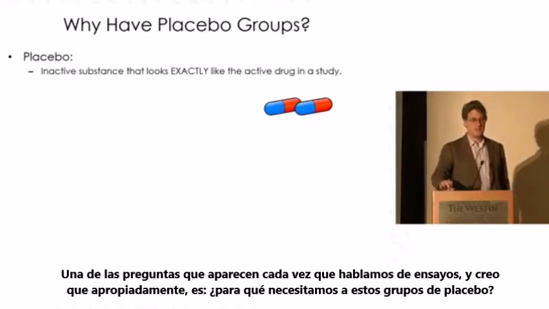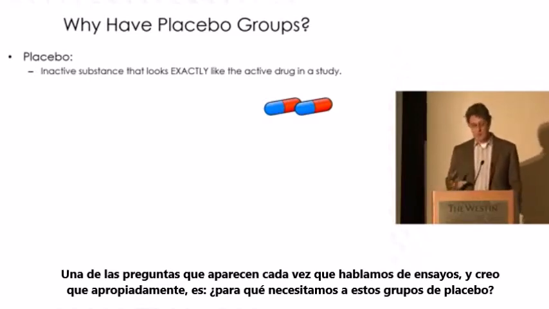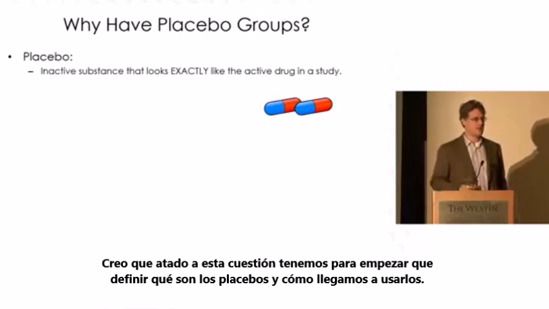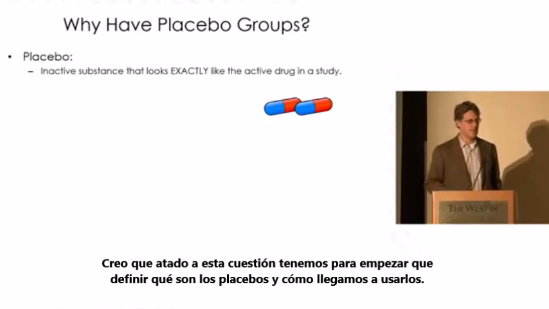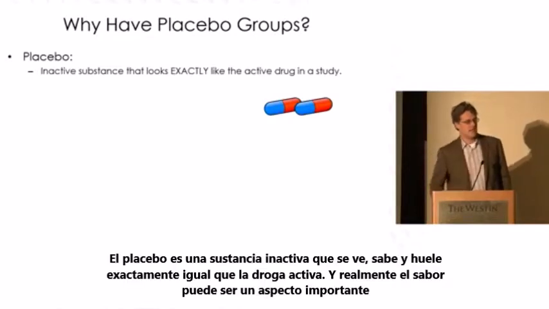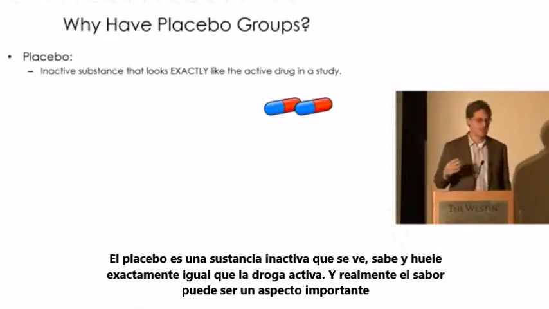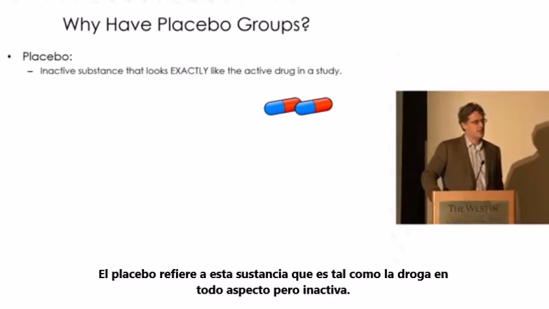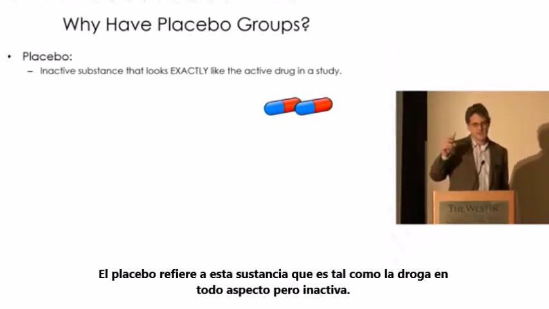One of the questions that comes up anytime we talk about trials, and I think appropriately so, is why do we need these placebo groups? And I think tied to that is what is placebo and how did we come to use placebo to begin with? So a placebo is an inactive substance that looks exactly like the active drug and tastes and smells, and those are important things. Actually, taste can be a really important thing. Designing placebos is actually no small feat. In fact, it's a substantial line item in the budget of a trial many times to develop a placebo alongside the active treatment. So the placebo refers to this substance that's just like your drug in all respects except that it's inactive.